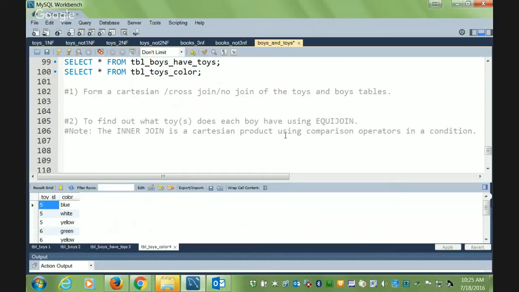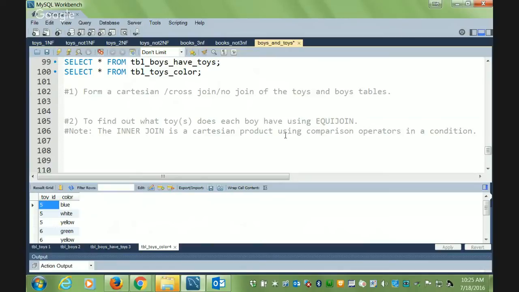What is a Cartesian or a cross join or a no join? It is actually a no join also. It's not a join because you don't join on a condition. You just say, pick up all records from all tables and say hello to each other. That's what the cross join means. That's exactly what a Cartesian product or a cross join means.